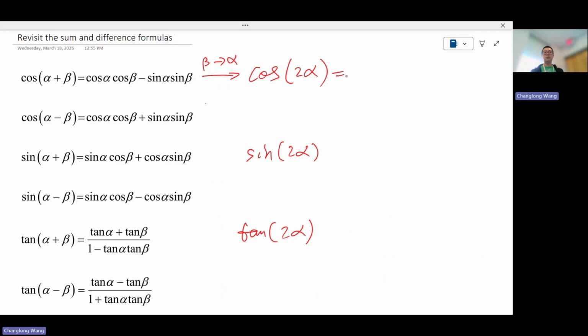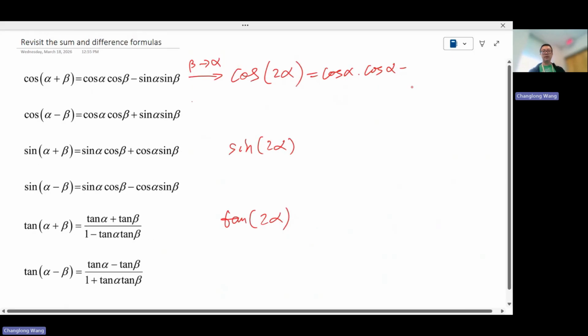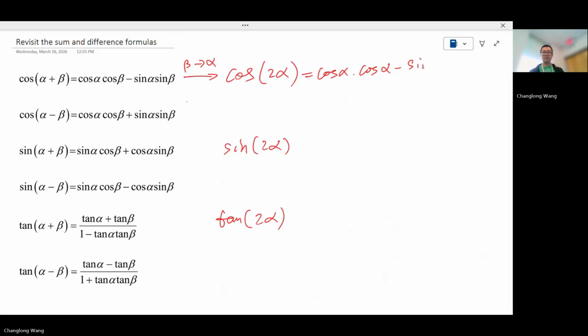So if you make the replacement on the right-hand side, you have cosine alpha times cosine beta, which becomes cosine alpha times cosine alpha, minus sine alpha times sine alpha again. And you simplify it: it's cosine squared alpha minus sine squared alpha. And that's the double angle identity for cosine.